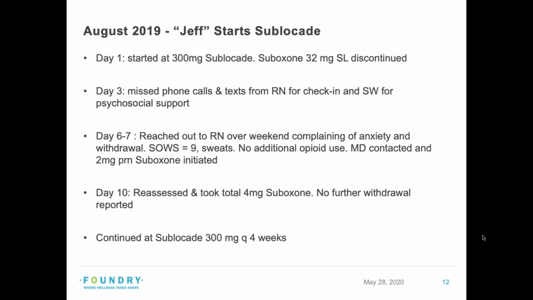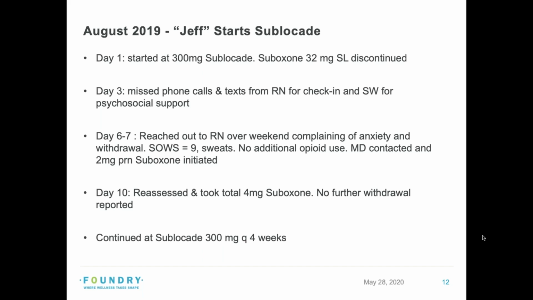A few days later, on day 6 or 7, he did reach out to the RN, and at that point was experiencing increased anxiety and some symptoms of withdrawal with a SAOS score of 9. He hadn't used any opioids and was looking for how to manage this. So at that point, they would have contacted Dr. Azar, who added some PRNs of Suboxone.